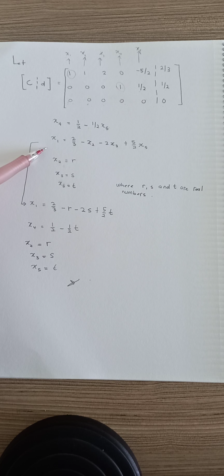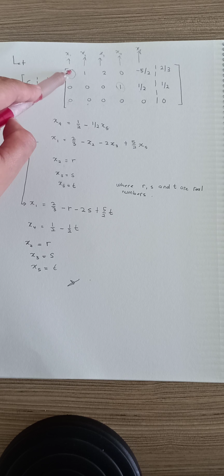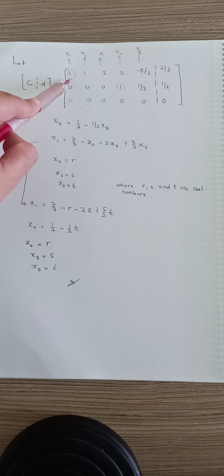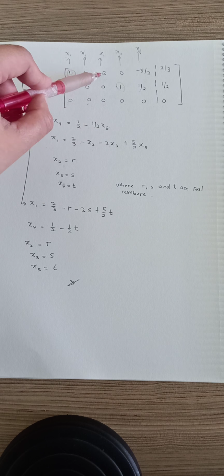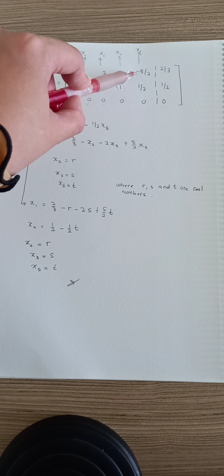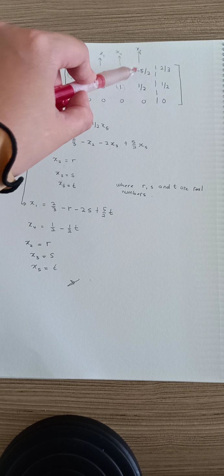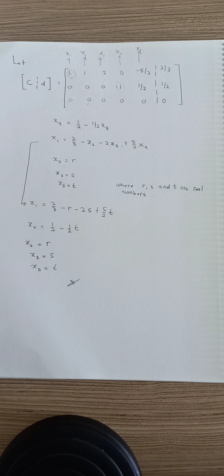Same goes to x1. So x1, this is its leading one. So for x1, this is 2 over 3 minus x2 minus 2x3, and then minus 5 over 2. So minus and minus will become positive. So 5 over 2 x5.